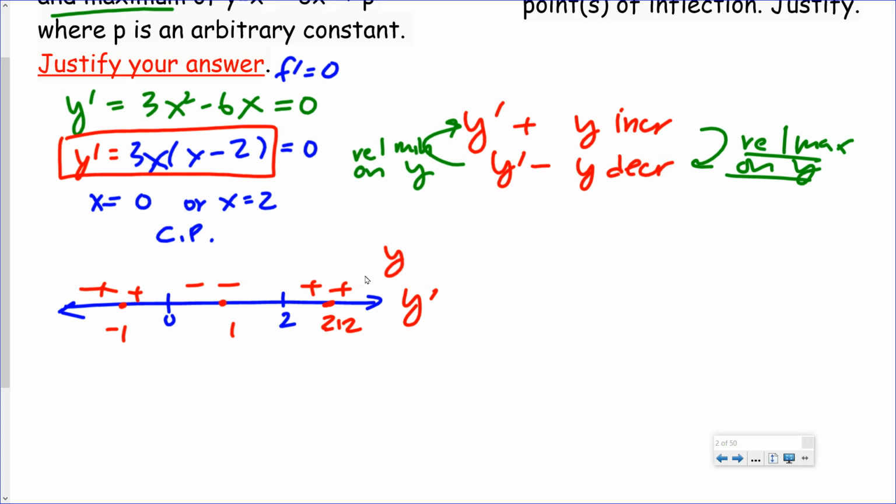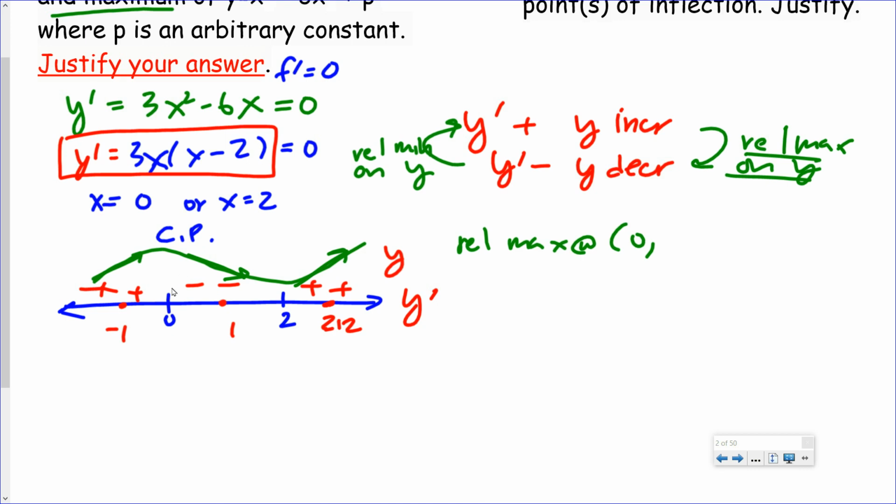Okay, so here we are. If y prime is positive, I know y is increasing. If y prime is negative, I know y is decreasing. All right, so I get this sketch for y, and just looking at the sketch, I can see where the relative max and min are. You guys good with that? So where is my relative max? 0. Okay, at x equals 0.